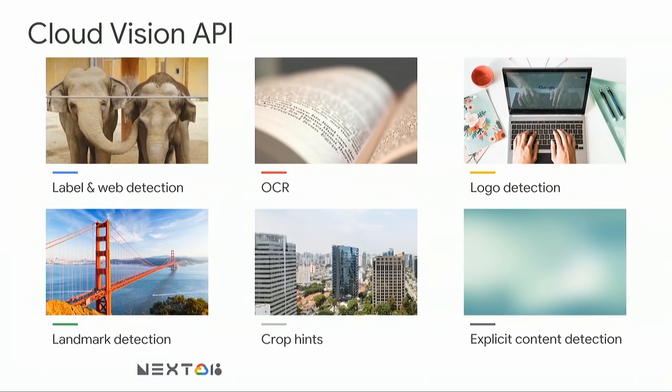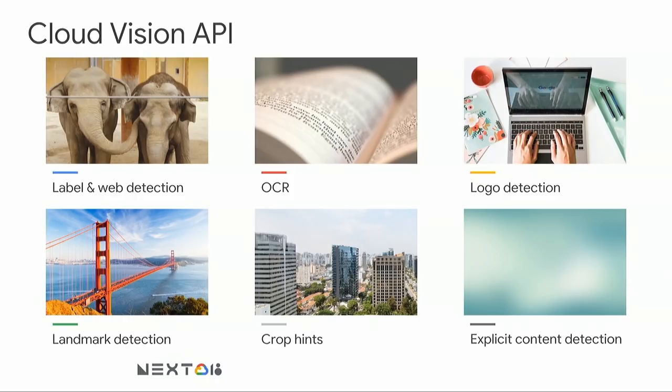So starting with vision, these are all the features of our Cloud Vision API. At its core, the Vision API will answer the question, what is this a picture of? That's label detection. So for this image, it might return elephant, animal, etc. Web detection will go a step further, and it will look across the web for similar or identical images. And based on the content of those pages, it'll return tags back for you on what's in your picture.